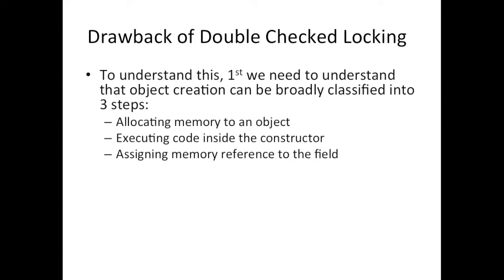Now what is the drawback of double check locking? To understand this, first we need to understand the object creation process. Now the object creation process can be broadly classified into 3 steps. First is allocating memory to an object. Second is executing code inside the constructor. Third is assigning the memory reference to the field.